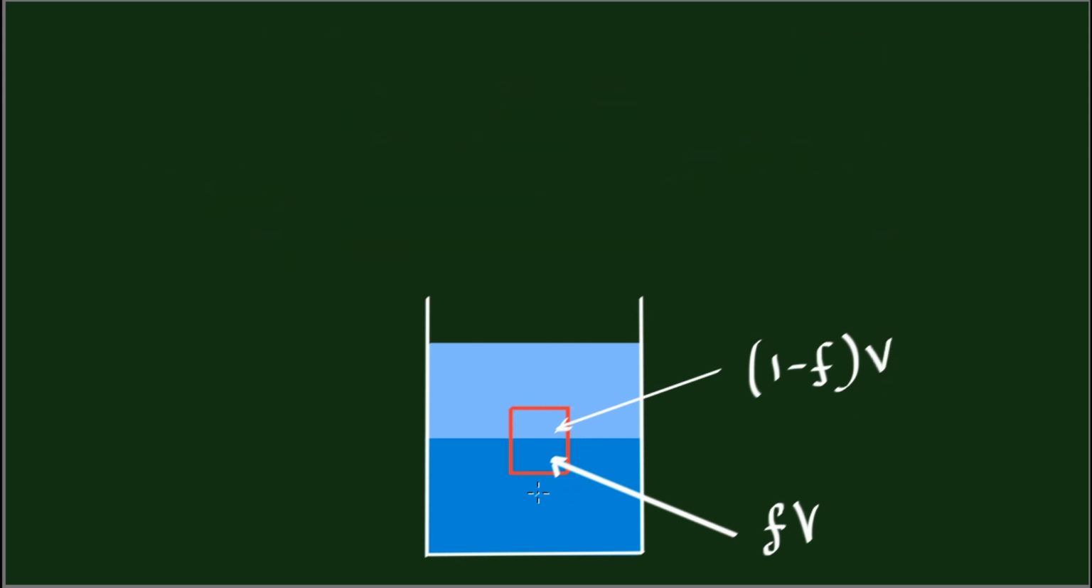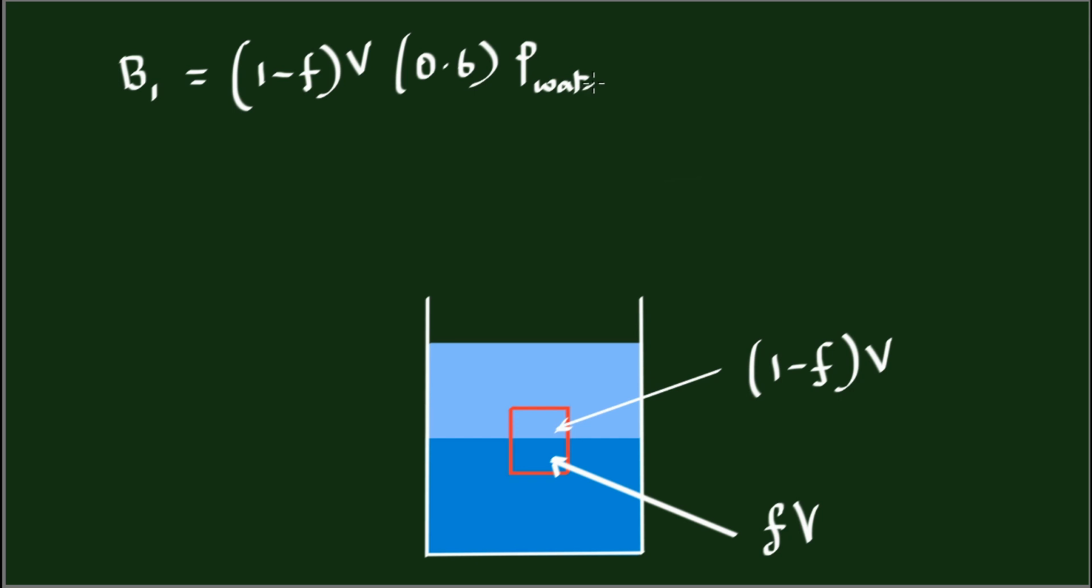Since it is floating, the net force on it is 0, and so its weight is balanced by the buoyancy of the upper liquid and the buoyancy of the lower liquid. Let's call B1 the buoyancy of the upper liquid. That's going to be the volume of the upper liquid displaced multiplied by the density of the upper liquid, which is 0.6 times the density of water because its relative density is given as 0.6, times G, plus the buoyancy of the lower liquid. Let's write that down.